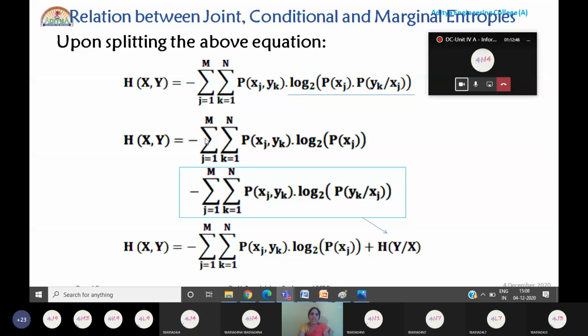So the first term is minus summation j is equal to 1 to m, summation k is equal to 1 to n, P of xj comma yk log P of xj base 2. And the second term is minus, the common sign stays, why? Here you have a negative sign in the original equation. So minus summation j is equal to 1 to m, summation k is equal to 1 to n, P of xj comma yk log P of yk by xj base 2. So can any one of you tell me which kind of conditional entropy this equation is for? Any one of the students?